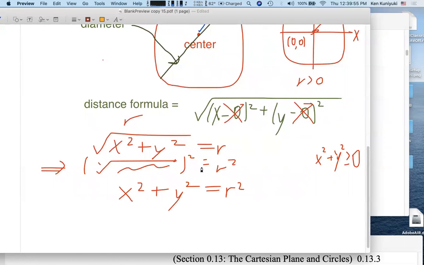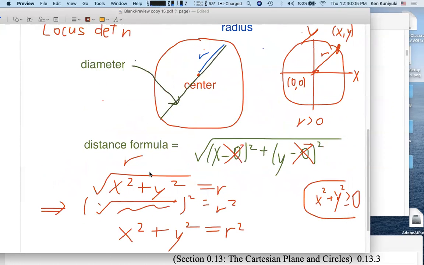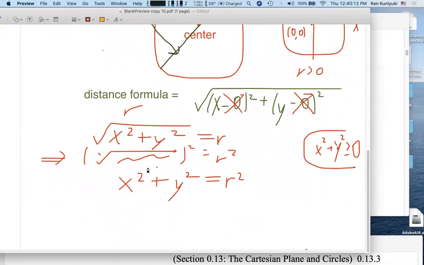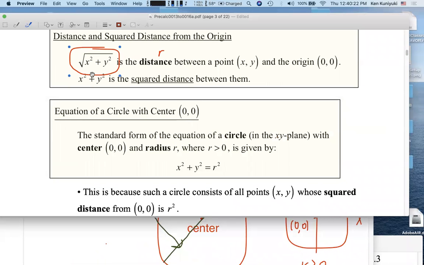Normally, when you square both sides of an equation, you have to do some checking. But we're going to be okay here, in part because of the fact that we know the radicand is non-negative. So the standard form for an equation of a circle that has radius r and whose center is at the origin is x squared plus y squared equals r squared, where x squared plus y squared is the squared distance between x, y, and 0, 0. It's the square of the radius.